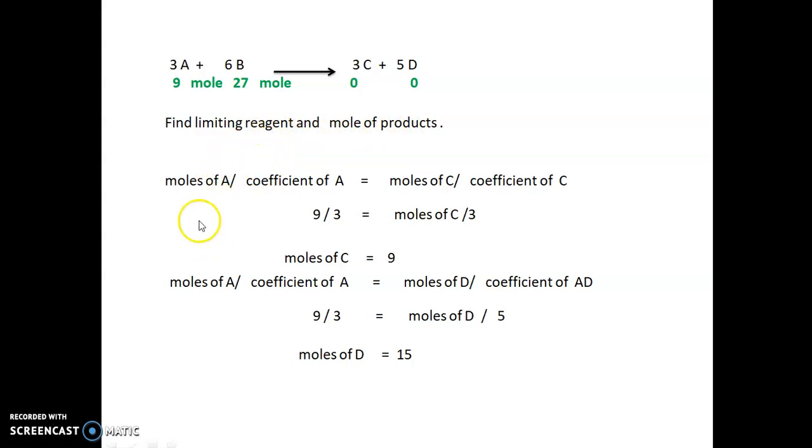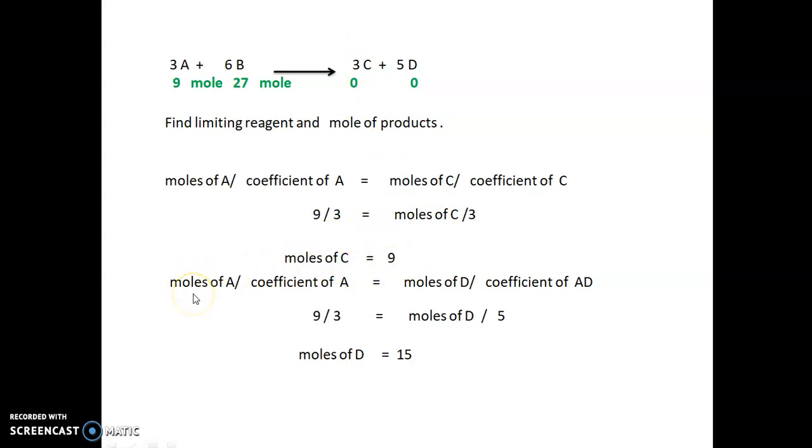First you find out the limiting reagent. So you take the moles of A to the coefficient of A is equal to moles of C, because we are considering the products, moles of product. That's why we take C, moles of C to the coefficient of C. So moles of A is 9, coefficient of A is 3, so 9 upon 3 is equal to moles of C we have to calculate, and coefficient of C is given 3. So the moles of C is 9.